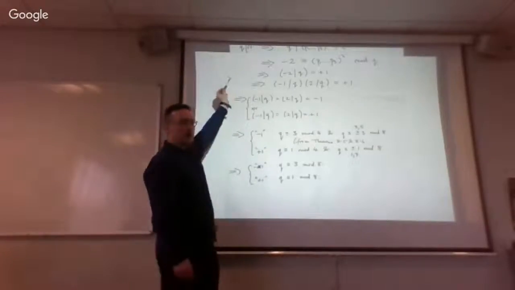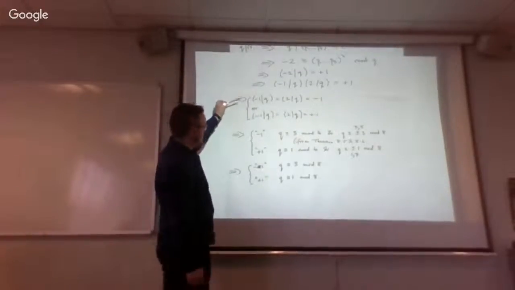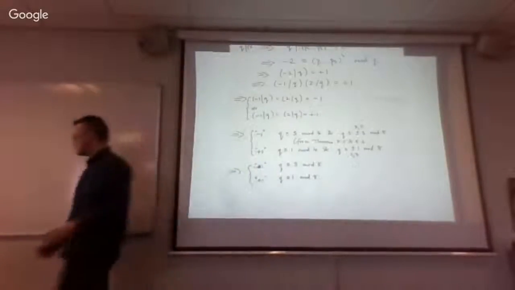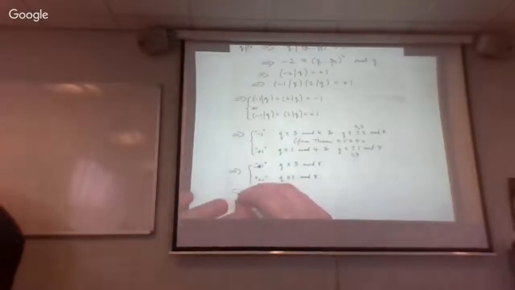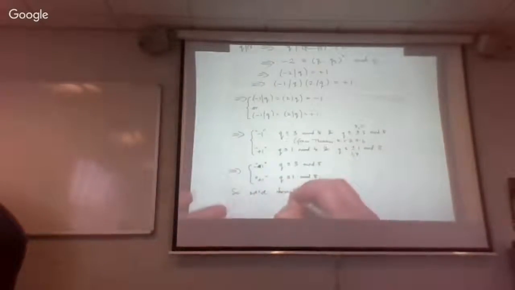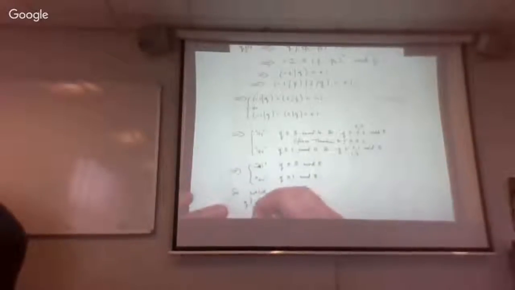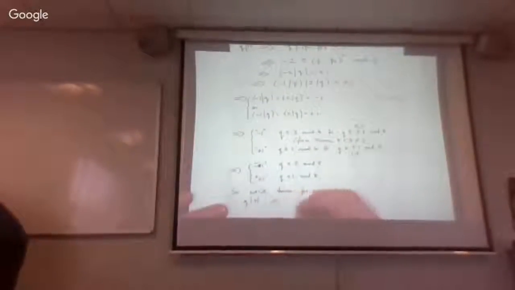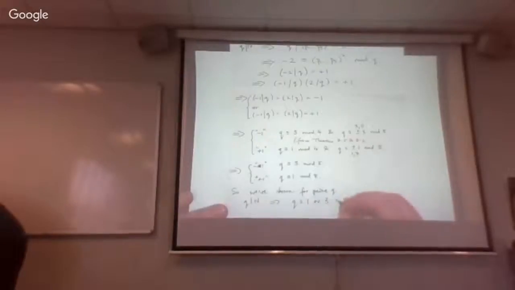q is a prime divisor of n. We've got down here now that q is either 1 mod 8 or 3 mod 8. So we've shown that if a prime q divides n, that implies q is congruent to 1 or 3 modulo 8.